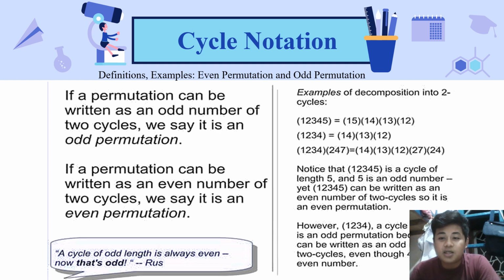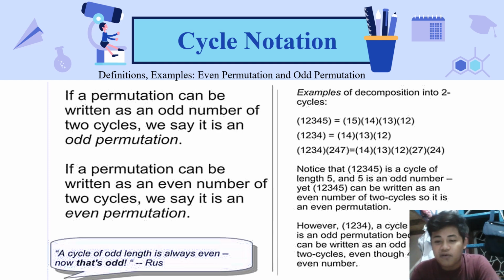Example of the decomposition into 2-cycles. (1 2 3 4 5) = (1 5)(1 4)(1 3)(1 2). And (1 2 3 4) = (1 4)(1 3)(1 2). So it is like gathering them together: (1 2), (1 3), (1 4), and (1 5).